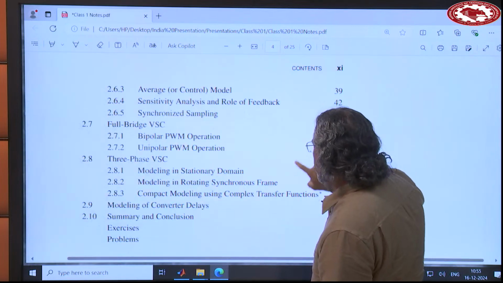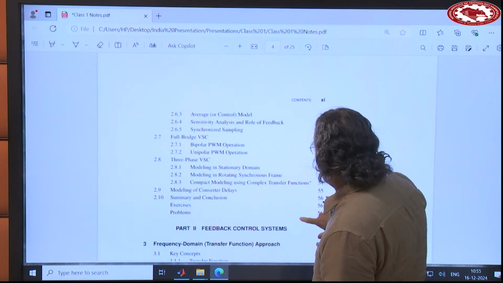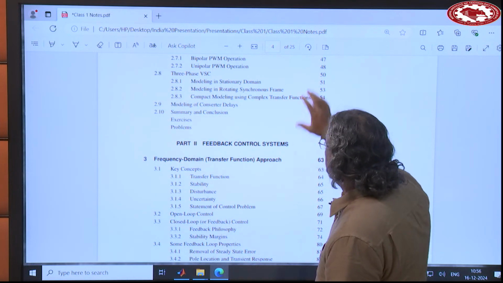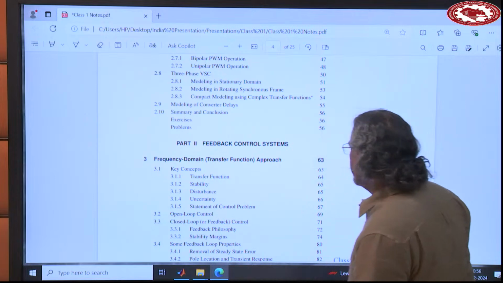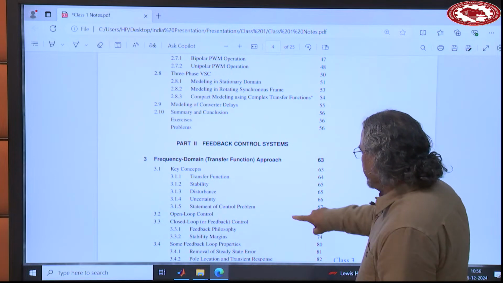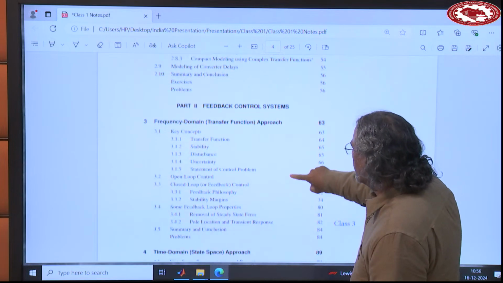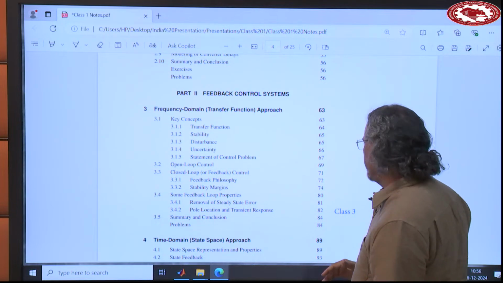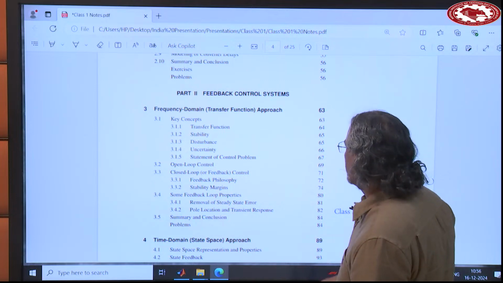And then here, 3-phase converters as well will be covered. And then we have feedback control systems. So by this time, we know power electronics, we know power electronic converters, and then now we go into controls.